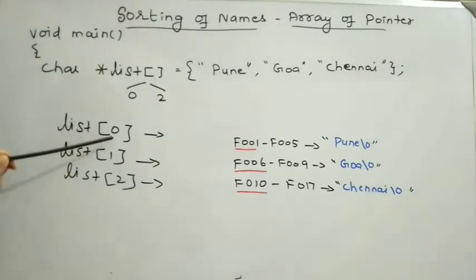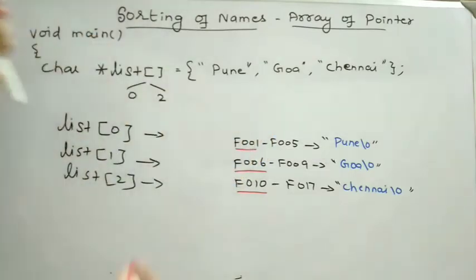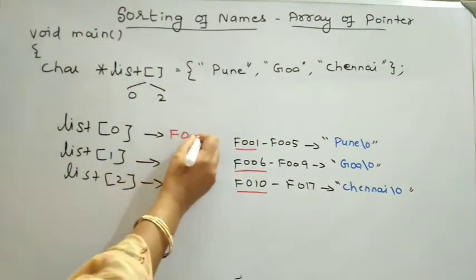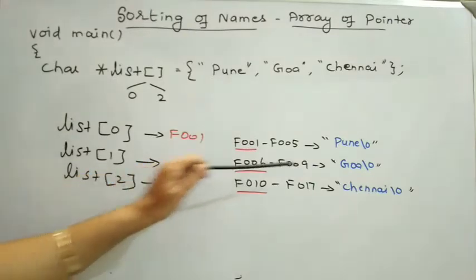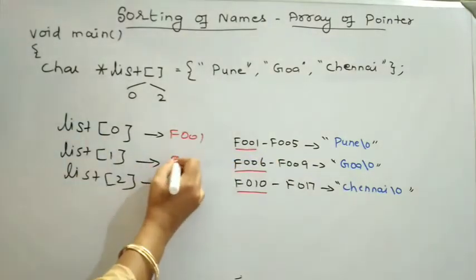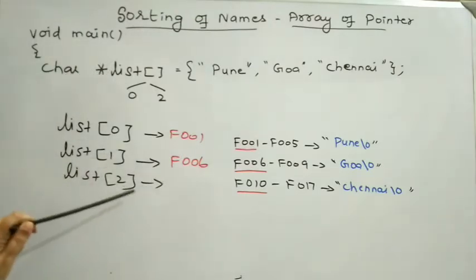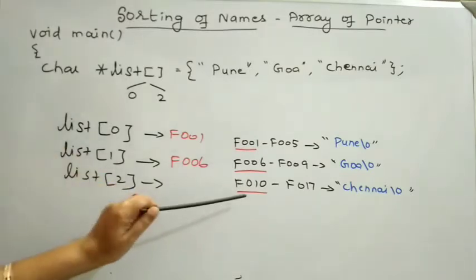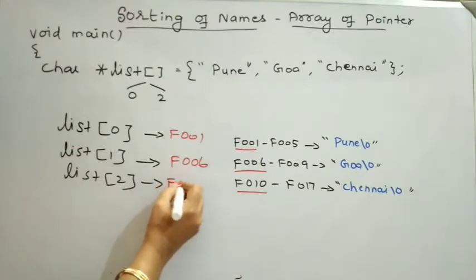So the first element of this list array is going to take the base address of the first string value, that is F001. The second element in this list array is going to take the base address of the second string value, so it takes the memory address F006. Since the list is a pointer, the third element of this list array is going to take the base address of the third string value, that is F010.